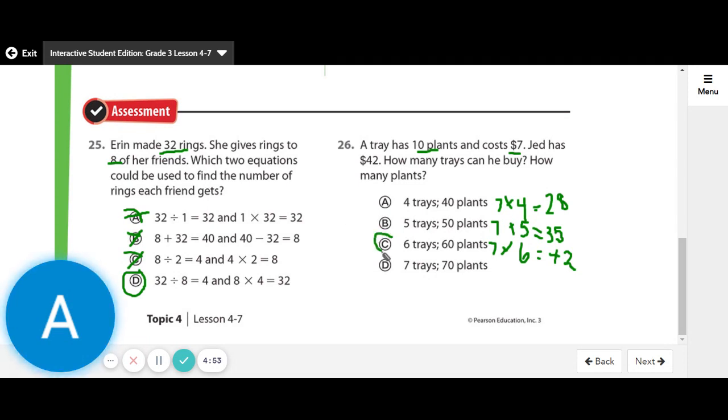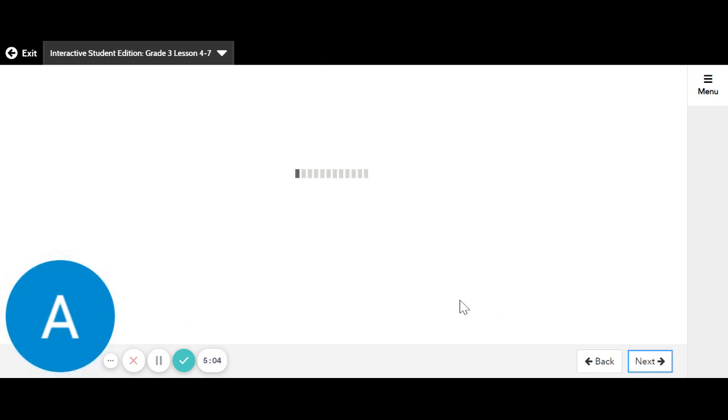And let's check the other part of the problem. So we know it's 6 trays, and then 60 plants. I know there are 10 plants per tray, so 6 times 10 would give us 60, so we know it would be C.